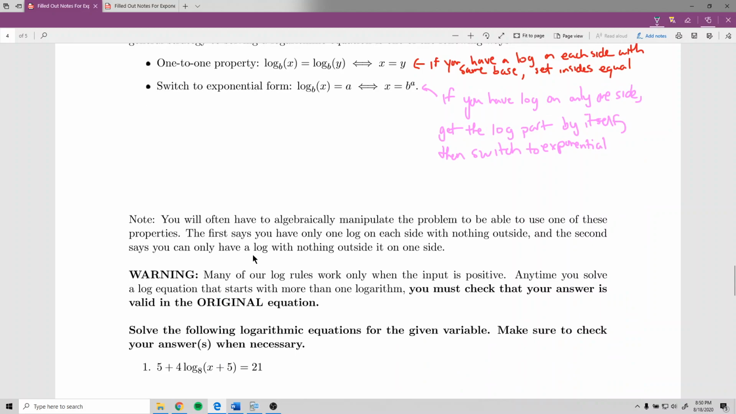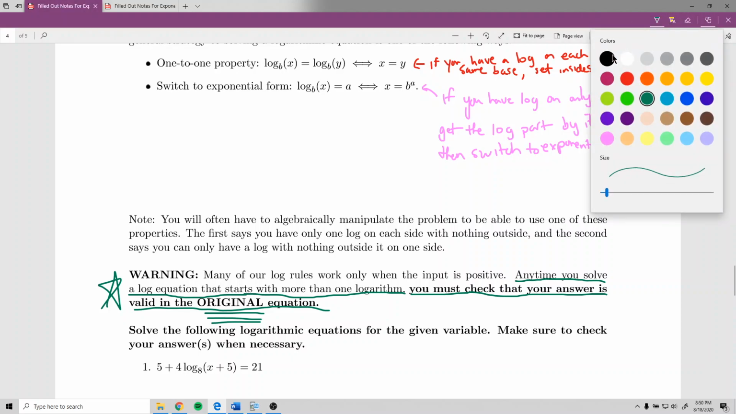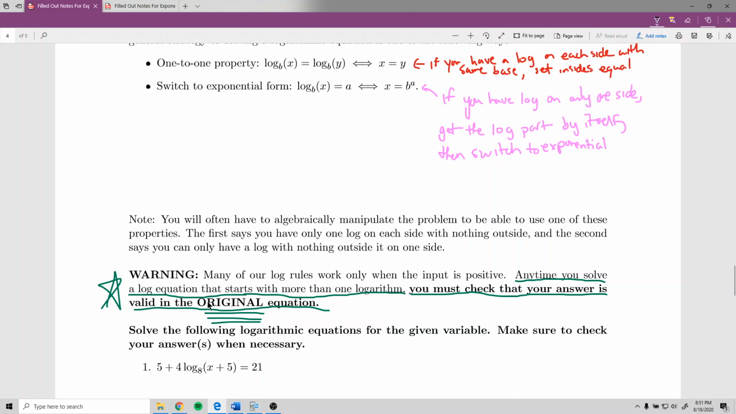Now, the one thing that you have to be careful on, so the big warning I have here, many of our log rules work only when the input is positive. And you can kind of work out, which is why I have it written like this. Anytime you solve a log equation that starts with more than one logarithm, you must check that your answer is valid in the original equation. And there's a reason why I have the original all capitalized. But keep in mind that you don't have to check if you only have one logarithm in your equation, because you won't be using any of the rules that break or add in unnecessary numbers.